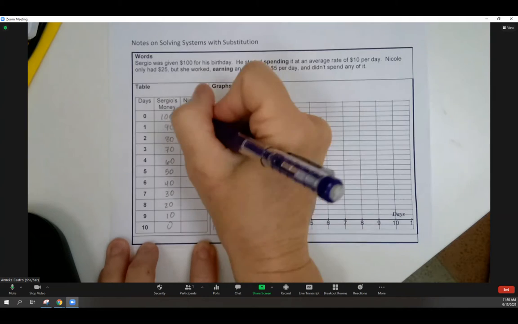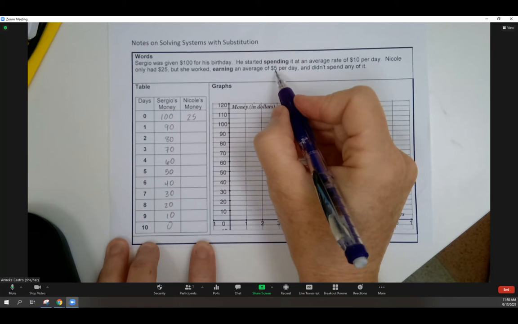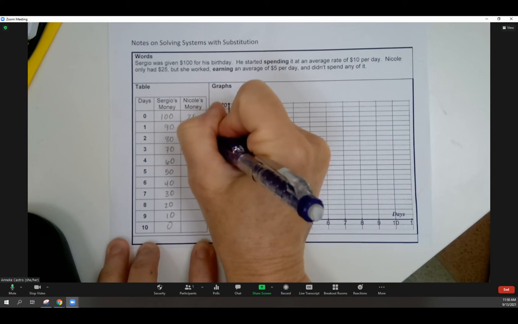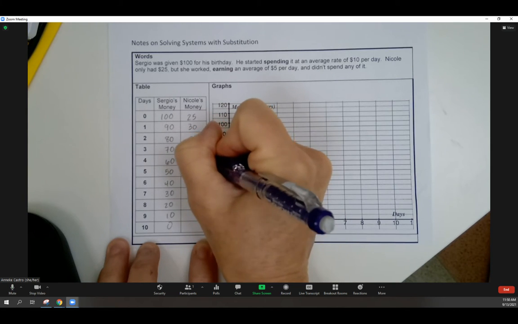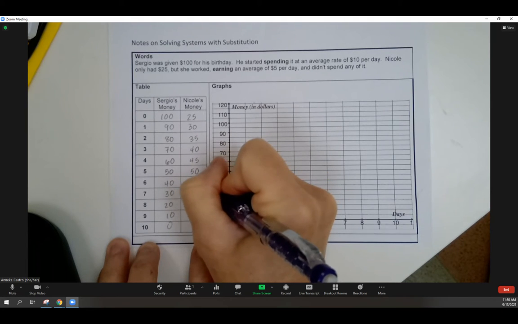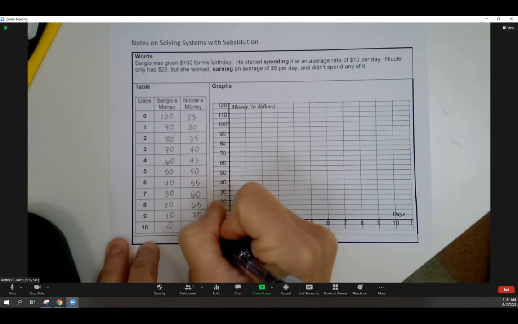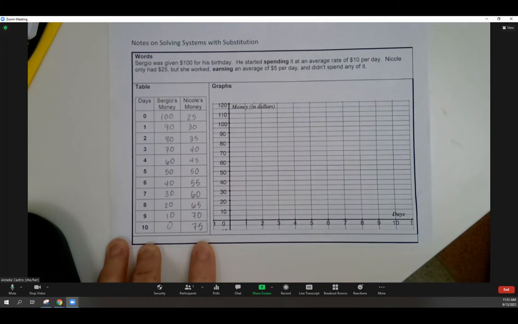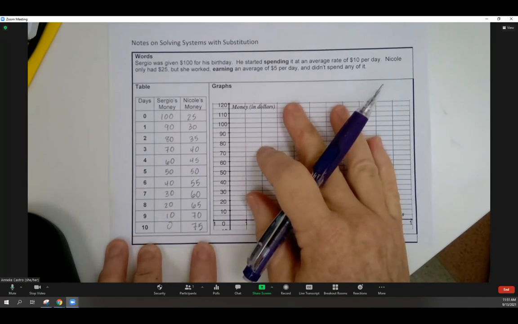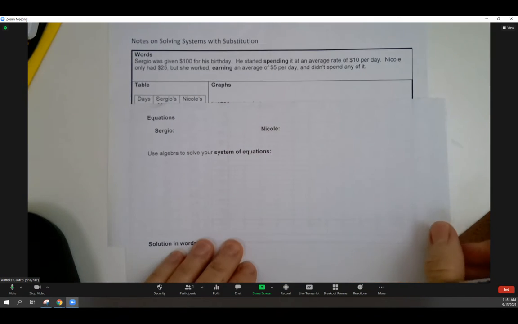Nicole started with only $25, but she's saving money. She's saving $5 per day from her job, so she's adding $5 each day. The next day she'd have 30, 35, 40, etc. Now we can look at this multiple ways. We've made a table. Now we're going to graph it. Then afterwards, we're going to make a set of equations.